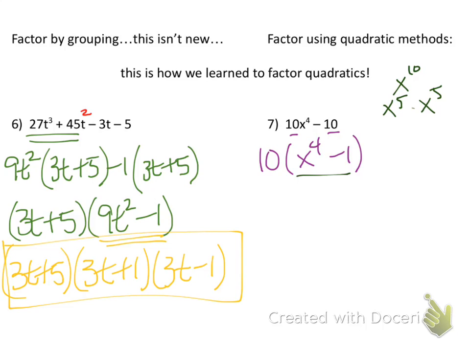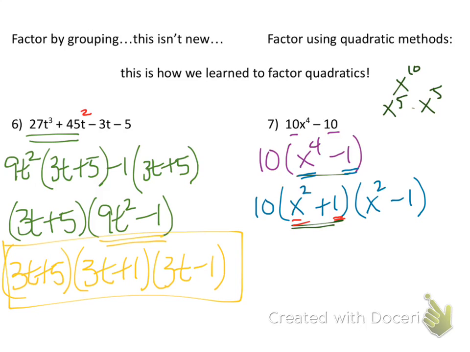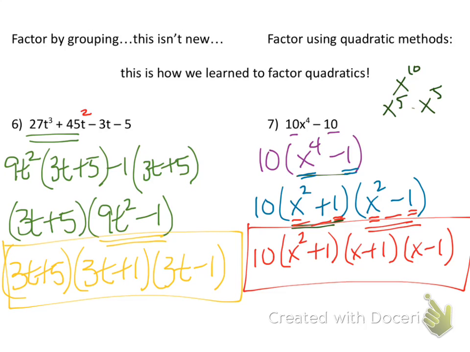So again, hopefully you're recognizing that we have a difference of perfect squares. So we have our 10, and then the square root of x to the 4th is x squared, so x squared plus 1 and x squared minus 1. A very common mistake that's made is people see this perfect square and they think that they can factor it. You in fact cannot factor a sum of perfect squares. You can only factor a difference of perfect squares. So we can factor the second binomial. We're going to have 10. The x squared plus 1 does not factor, but x squared minus 1 factors as x plus 1 and x minus 1.